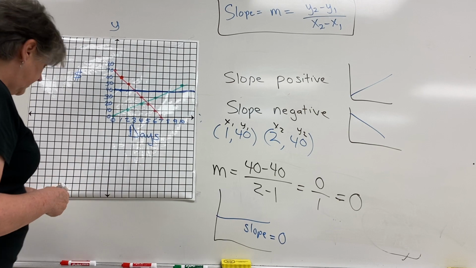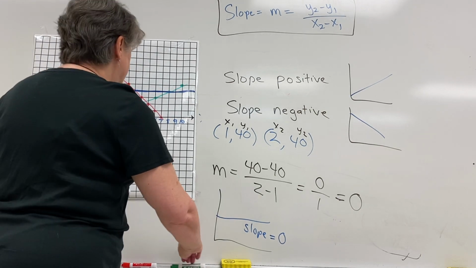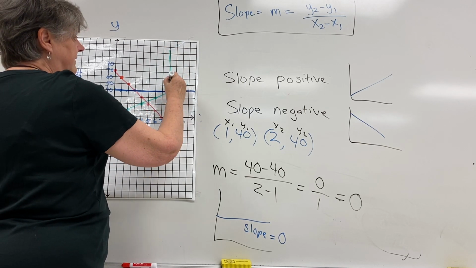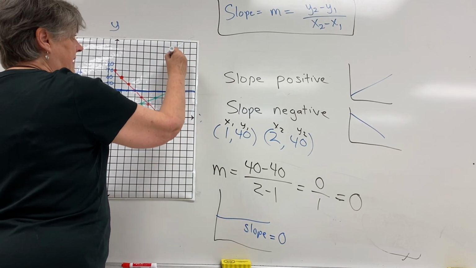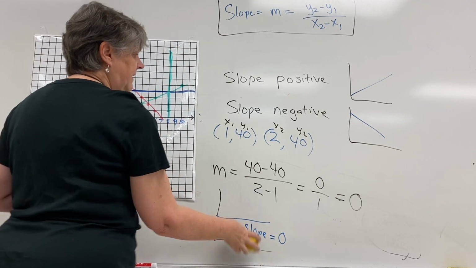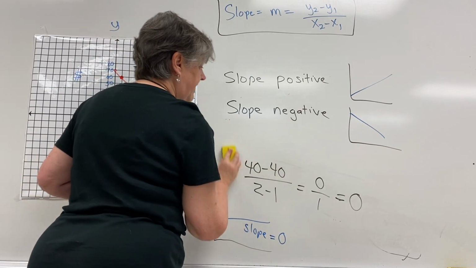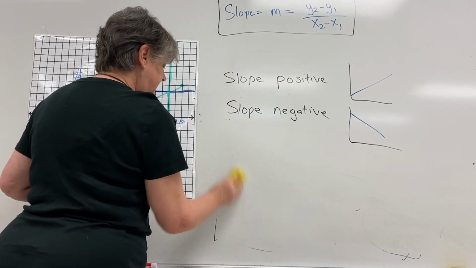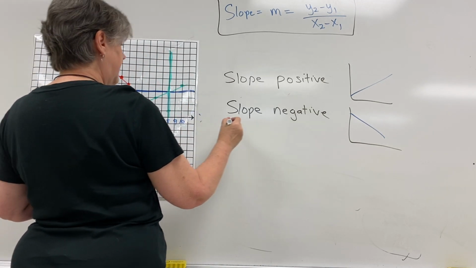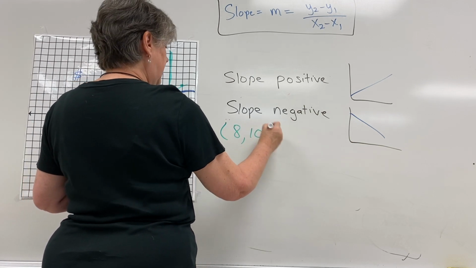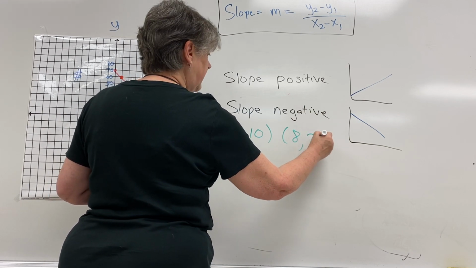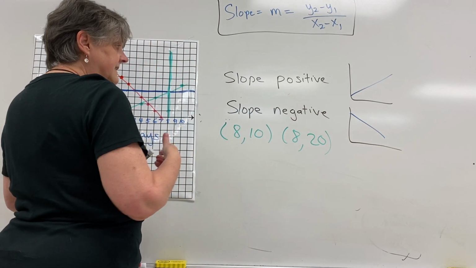Now, one thing to note is if I have something like this, where I have a straight line down. Let's look at this one right here. Now here, I've got 2 points. Let me look at my 2 points here. I've got a point here would be 8, 10. And then I have another one, 8, 20.